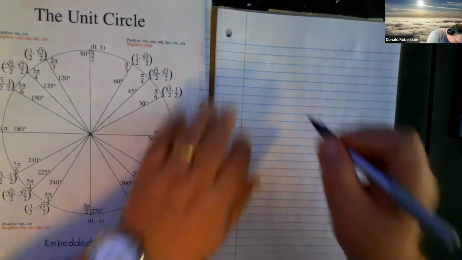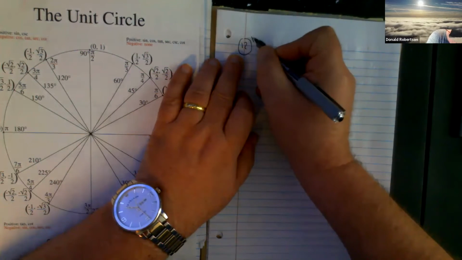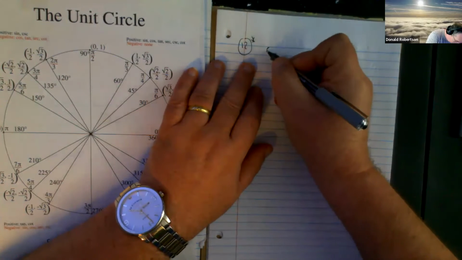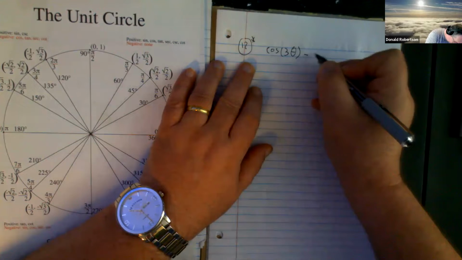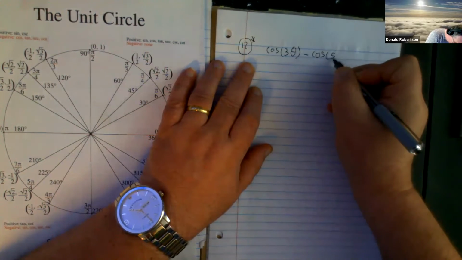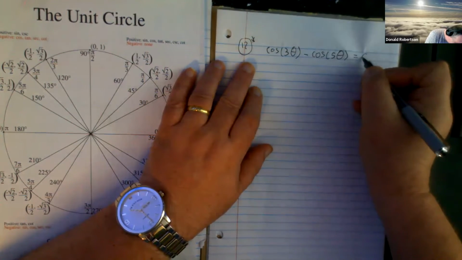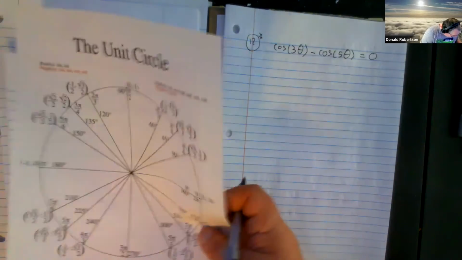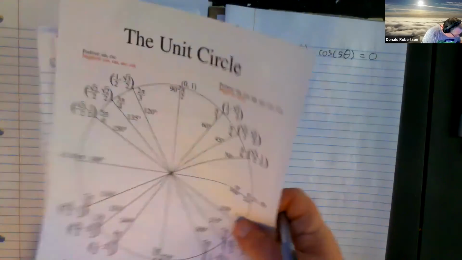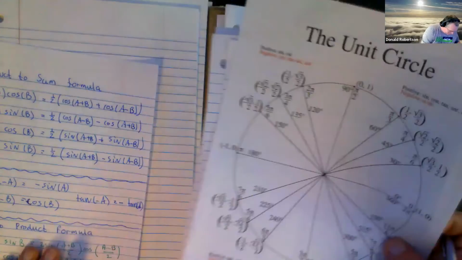Oh, next one. Different situation again. The cosine of 3 theta, take away the cosine of 5 theta equals 0. And they even tell us to use the sum to product formula. And that one I have never bothered to memorize because it's hard to memorize and it's not used that often.